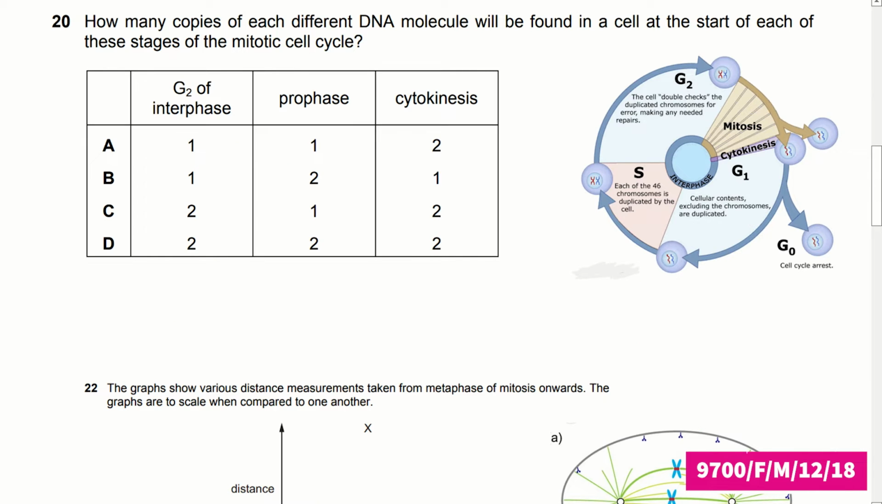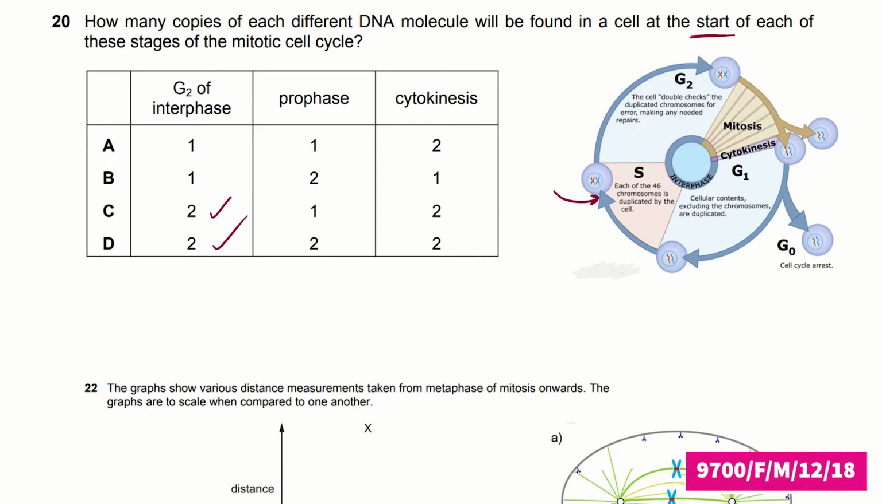Question number 20. How many copies of each different DNA molecule will be found in a cell at the start of each of these cell stages of the mitotic cell cycle? So the key here is at the start. Now, we must clarify a point, is that the S phase is where the DNA duplicates. So everything that comes after S phase has duplicated DNA. Now let's start with G2. G2 is right after S phase. Therefore, it would have 2 copies of the DNA because it has been duplicated. Therefore, 2 is going to be correct.